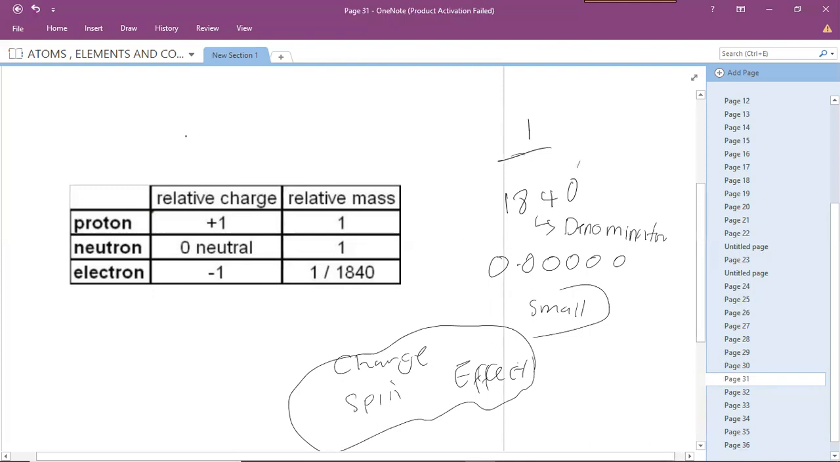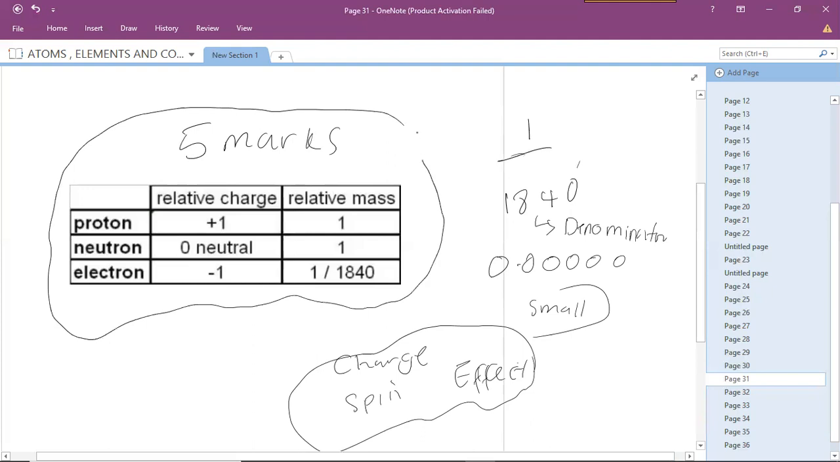So this table carries 5 marks in the exam. Usually in paper 2, you're going to find this table. It's very common. It always comes for 5 marks. What is the charge of a proton? So know this table, draw it in your book. You can stick it somewhere and memorize it, but just know this table. It's 5 marks towards your exam.